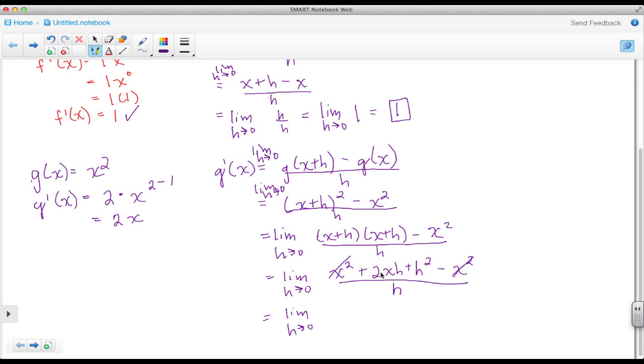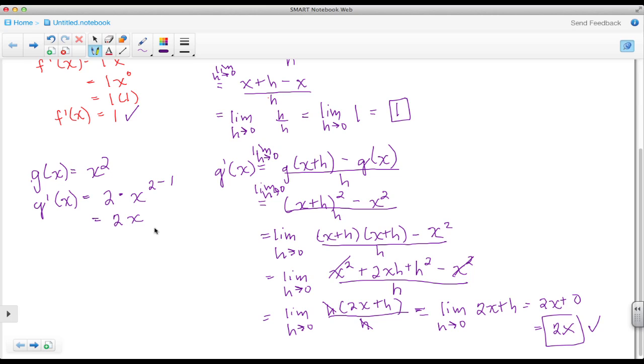Here I see that I can factor out an h in my numerator, so I'm left with h times the quantity 2x plus h, and I'm still dividing everything by h. At this point, these two h's cancel, and I'm left with the limit as h approaches 0 of 2x plus h. At this point, I can substitute in a 0 for h, so I have 2x plus 0, which is just 2x.